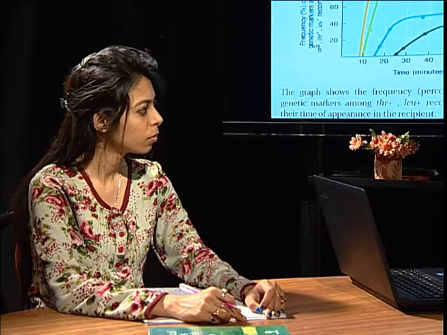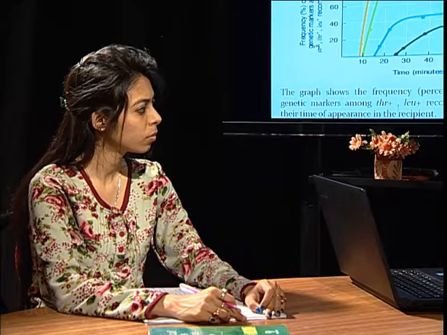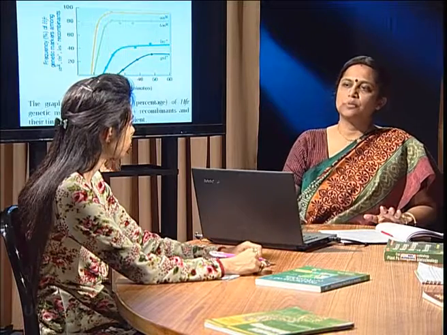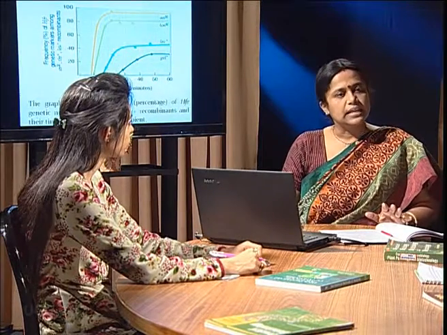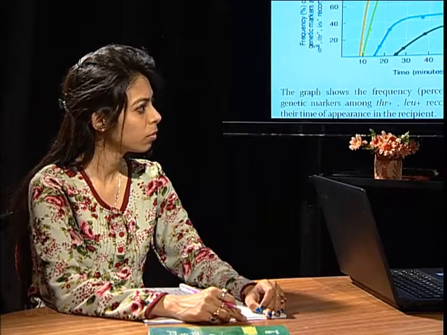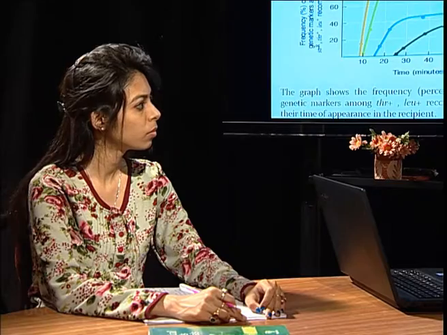So, here we can see how interrupted mating experiments helped the scientists to establish the gene order, and by performing these types of mating experiments, for the first time scientists were able to establish that the E. coli genome is circular. The circular map of E. coli was established by Hfr cross F minus mating experiments.